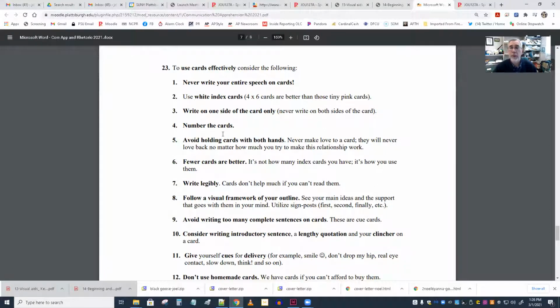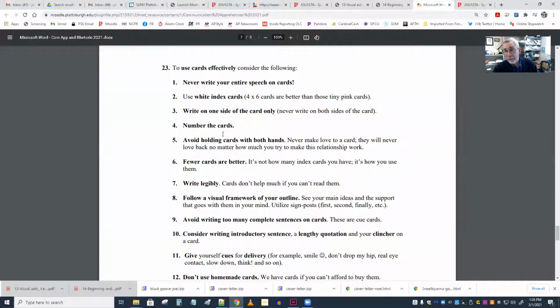You should avoid holding them with both hands. Don't hold them with both hands. Your other hand has a job to do, right? You should not make more cards than you need, right? So remember, if you're only doing keywords and prompts, maybe a direct quotation, maybe a source, maybe an actual sentence from introduction and or conclusion, that's really not that many cards.